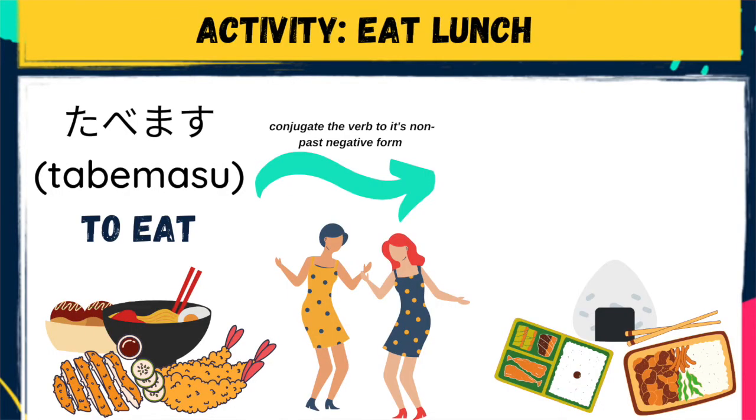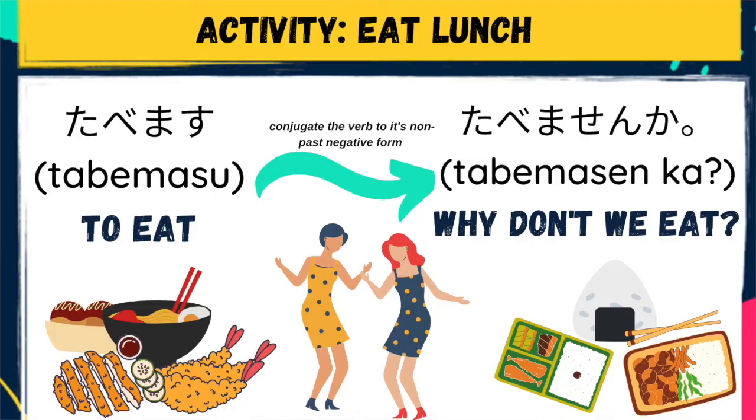So let's try to make an invitational phrase using masen ka. So first, let's try to conjugate the verb tabemasu to its non-past negative form. So, tabemasu will become tabemasen, and then plus the question particle ka. Tabemasen ka. So, let's formulate the sentence, why don't we eat lunch?